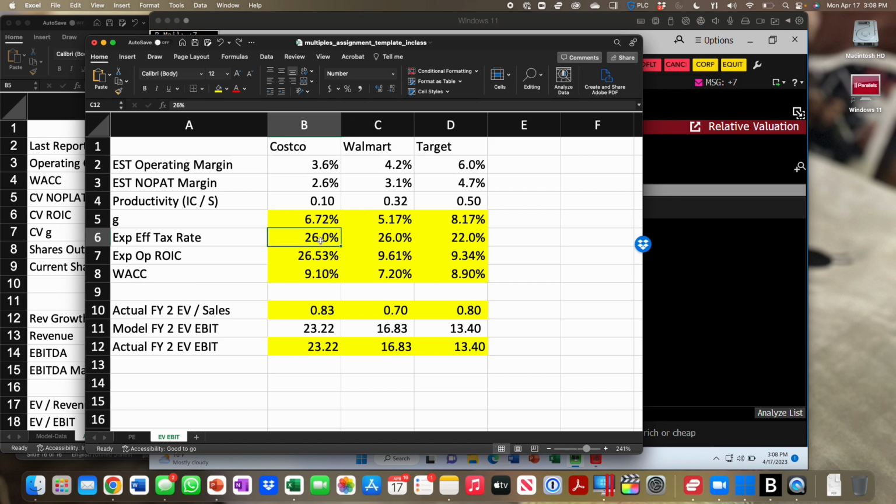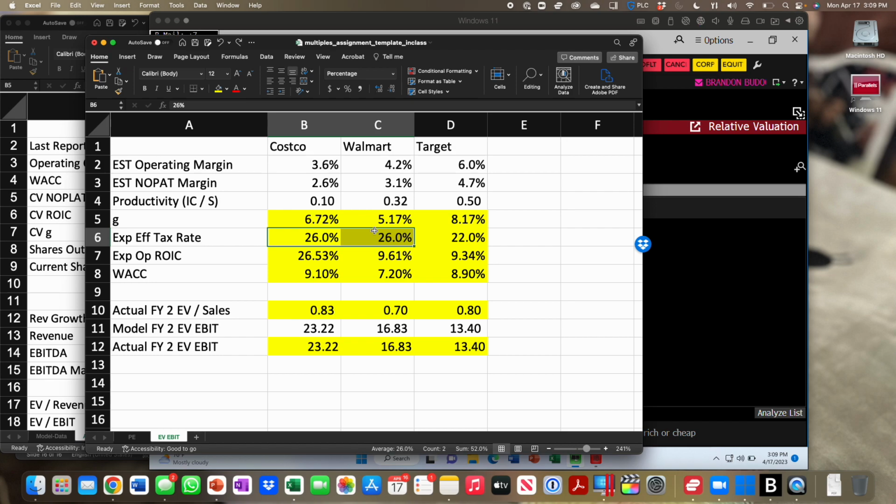Well, first, one of the new items is tax rate. They're both paying 26% tax rates, so that's not going to affect any difference. They've got the same tax rate. So I don't have to worry about tax rate as a differentiator. Costco has a higher spread than Walmart. 26.5% ROIC versus 9% WACC, 9.6% ROIC, 7.2% WACC. Costco's clearly got a much higher spread. Costco, like in the PE, is expected to grow faster, 6.7% with that higher spread versus 5.17% of the lower spread. That's why Costco's trading at a premium.